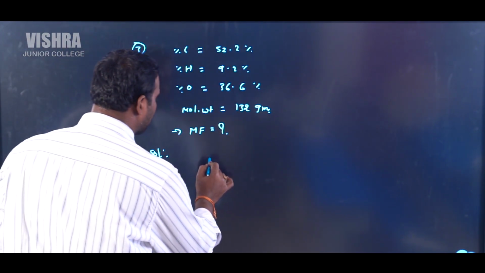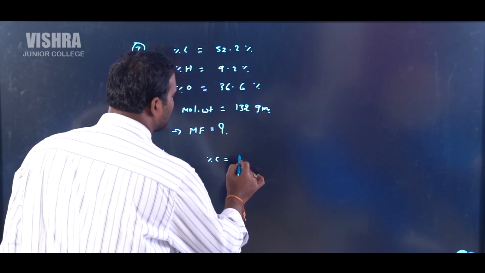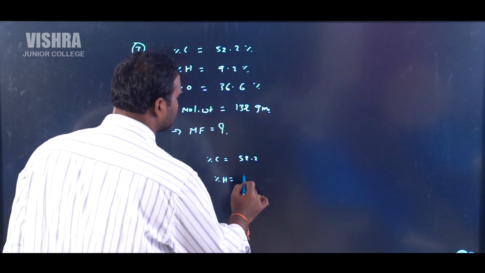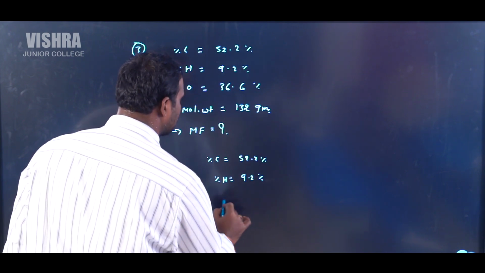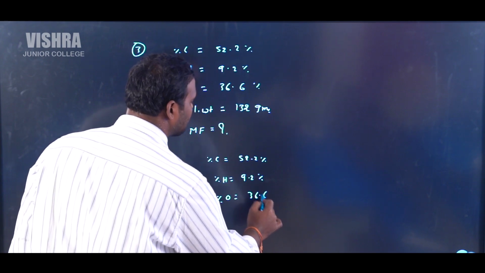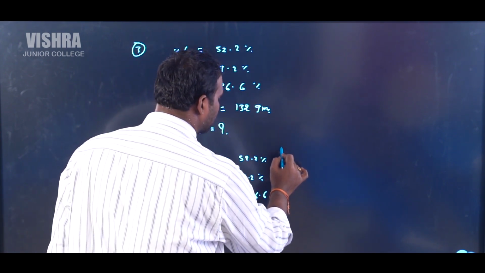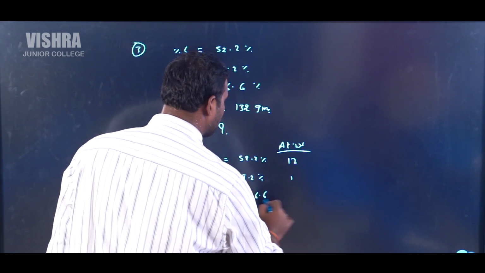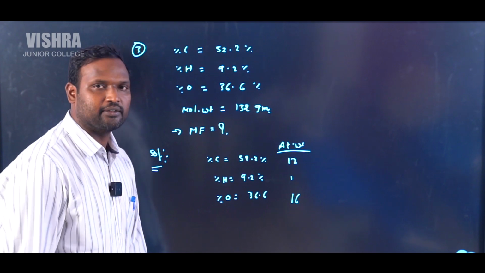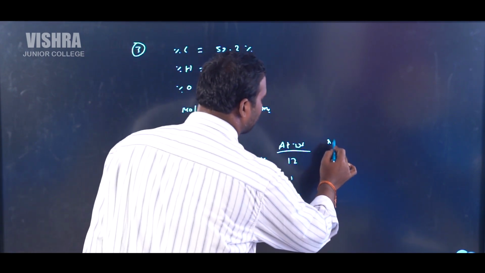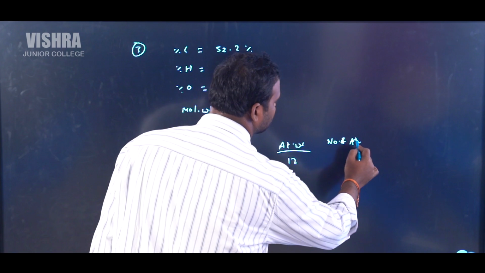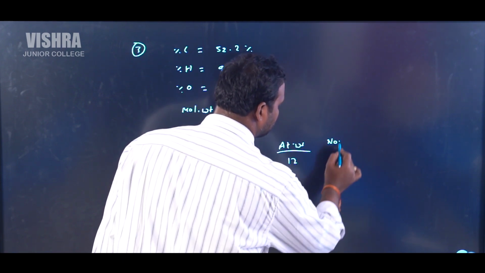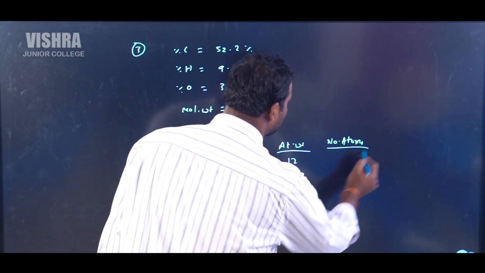So in this case, the percentage of carbon is equal to 52.2 percent. The percentage of hydrogen is equal to 9.2 percent. The percentage of oxygen is equal to 36.6 percent. The atomic weight of carbon is 12, the atomic weight of hydrogen is 1, and the atomic weight of oxygen is 16. Find the number of atoms in this case by taking the ratio.